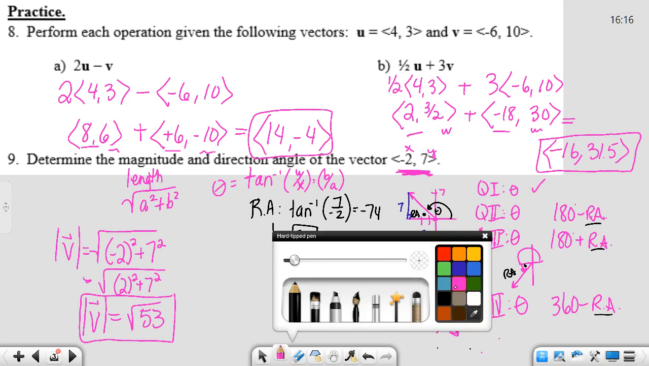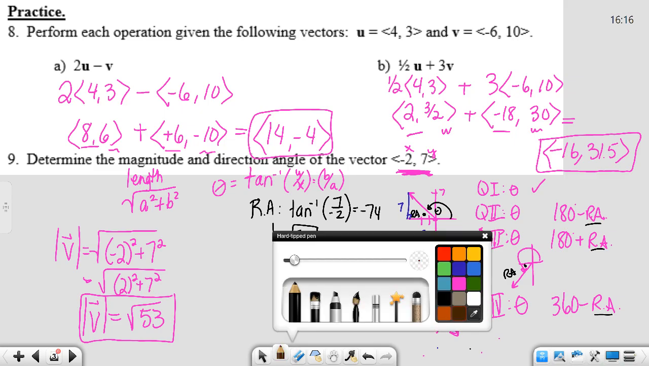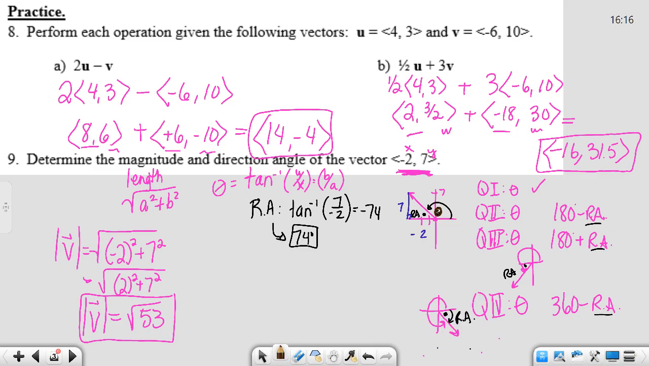Now, again, that's not the angle that I want. I want theta. Let's make that one a different color. So theta is over there. So theta, in this case, because we're in quadrant 2, is 180 minus 74 degrees, which is 106 degrees. So our magnitude of this vector is the square root of 53, a little bit more than 7. And our direction angle is 106 degrees from the positive of our x-axis, traveling counterclockwise as we've been doing.